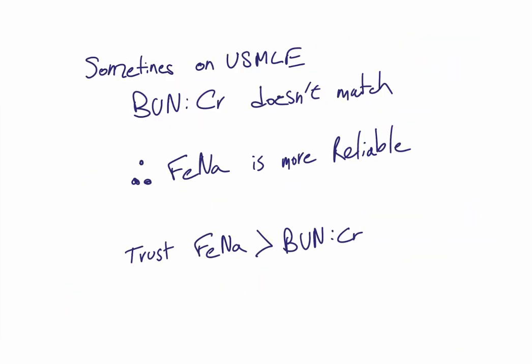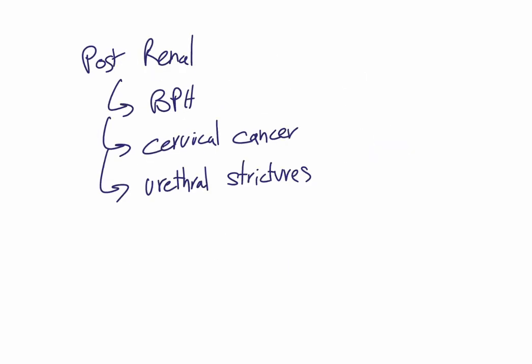So on the licensing exams, a significant portion of the time, BUN creatinine ratio does not match your expectations. So, for example, pre-renal cases might show a BUN creatinine of 19 instead of above 20. Intrarenal cases might be 17 or 18 as opposed to less than 15. So in these cases, your FeNA is more reliable than BUN creatinine. If they make you pick, you will go with FeNA over BUN creatinine since it's more reliable. Don't mess that up.